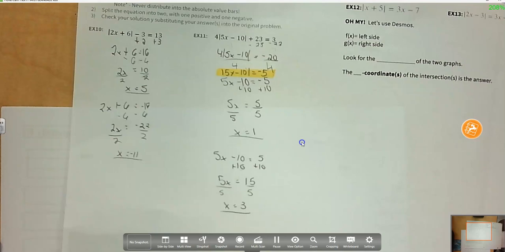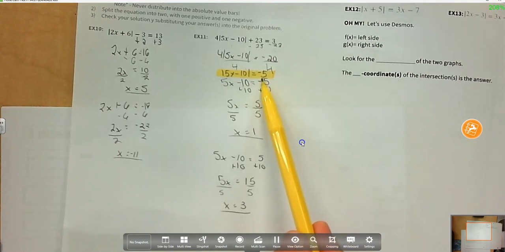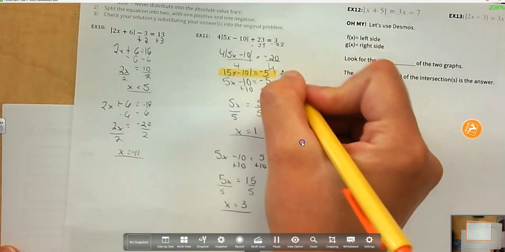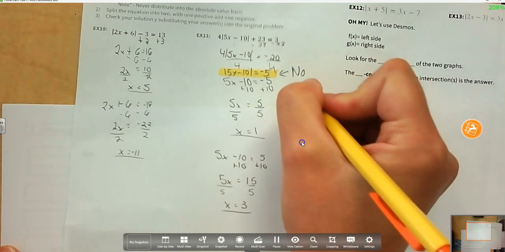Can stuff inside of the absolute value equal a negative number? It cannot, right? Once I get the absolute value bars all together, it cannot equal a negative number because it's going into the washing machine. The washing machine washes away all the negatives. It cannot equal a negative. So right here, where you see that you've got that negative 5, at that point, that's when you should say no solution.